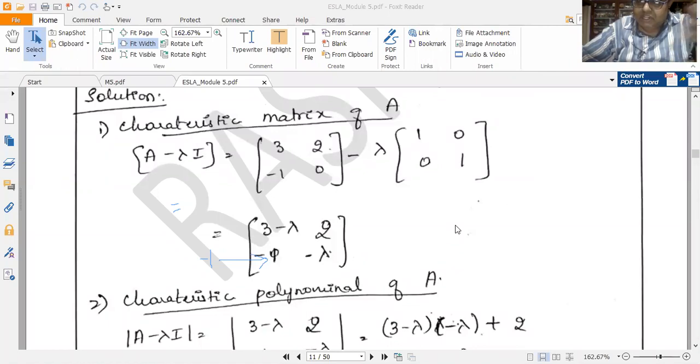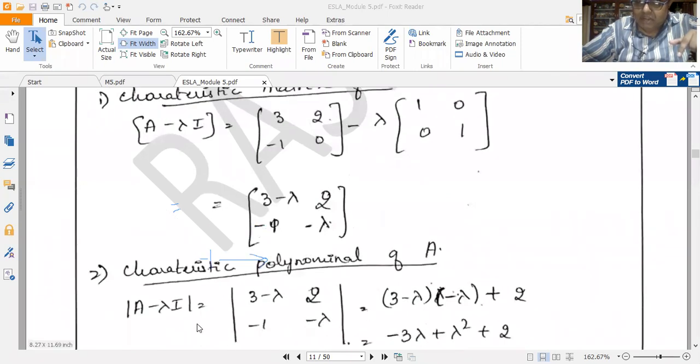Next, my step is to find the characteristic polynomial of A. For the characteristic matrix, find its determinant. For the A minus lambda I matrix, which is the characteristic matrix of A, its characteristic polynomial is given by the determinant of A minus lambda I. So find the determinant of this.